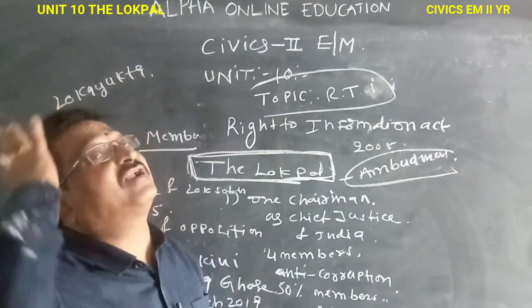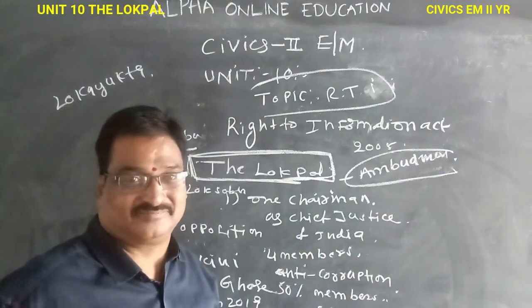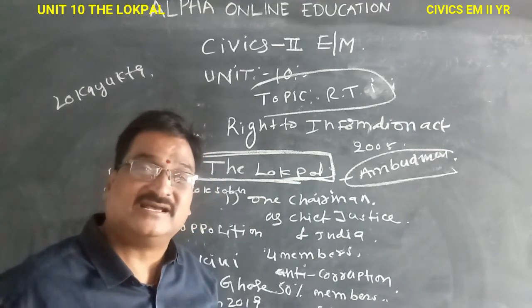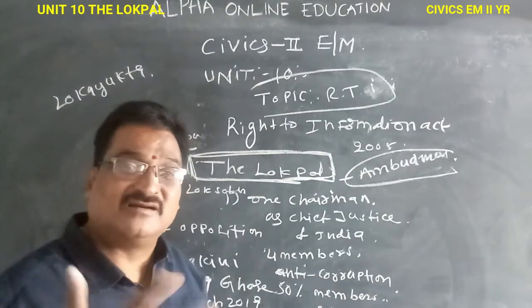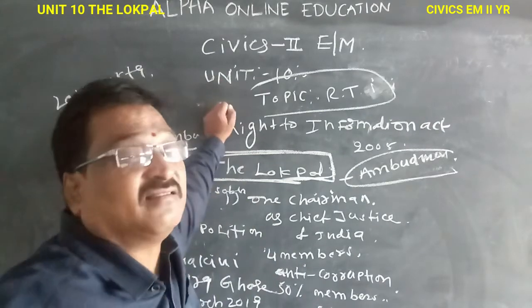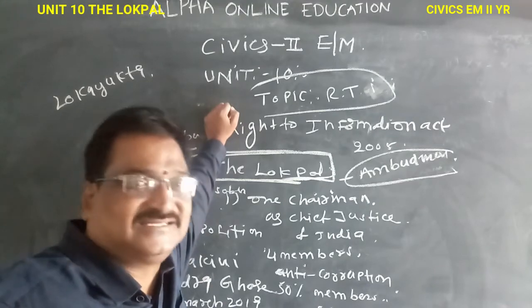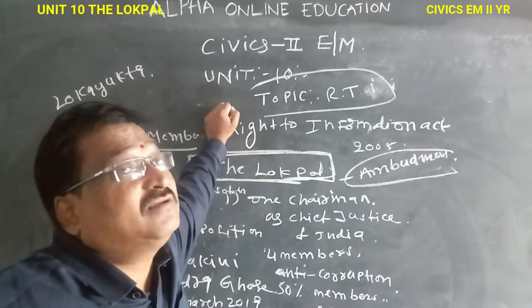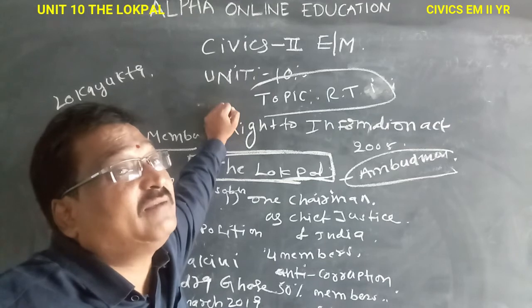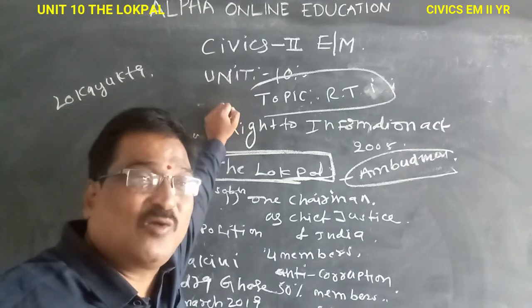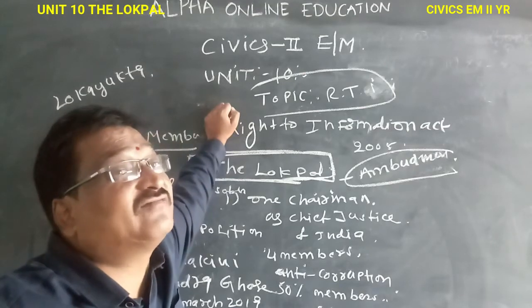Then came the period of Atal Bihari Vajpayee. Atal Bihari Vajpayee also tried, but that bill was not passed. Recently Narendra Modi also tried, but the majority of parliament members do not accept this bill. So at present the Lokpal is not on our side.